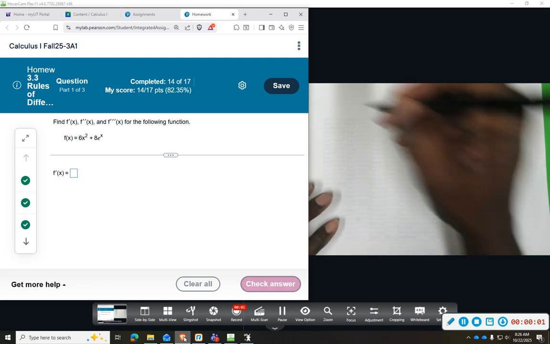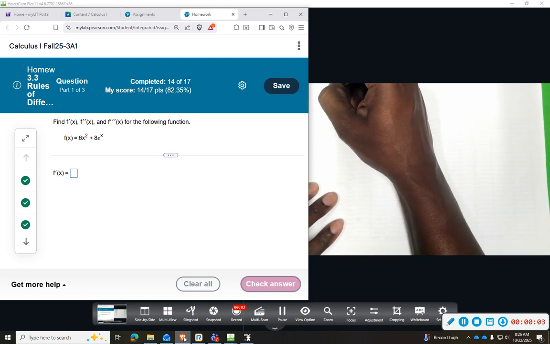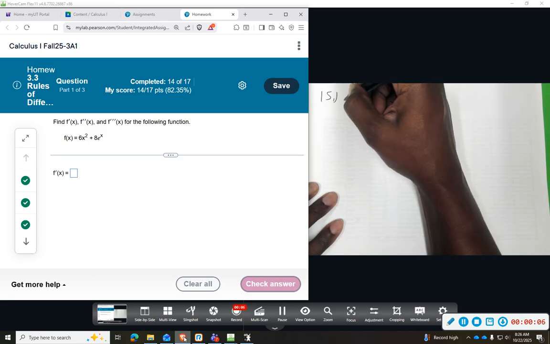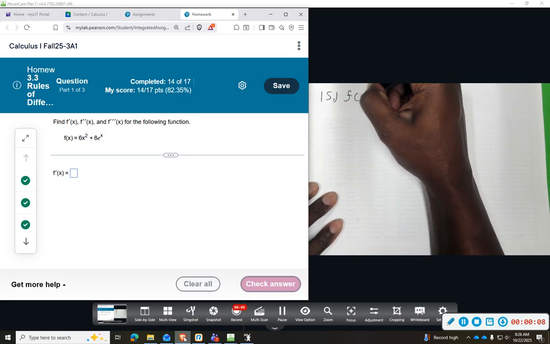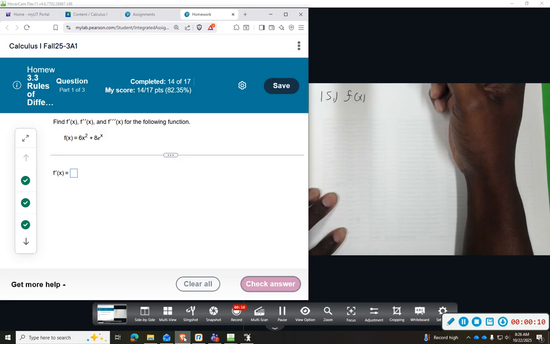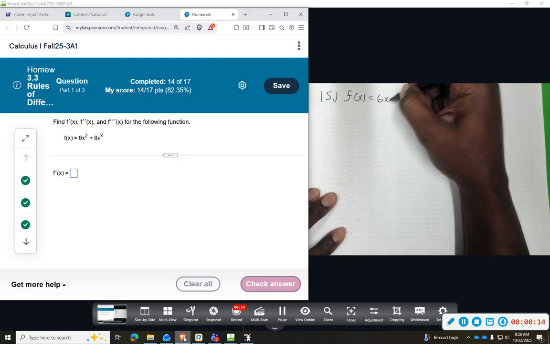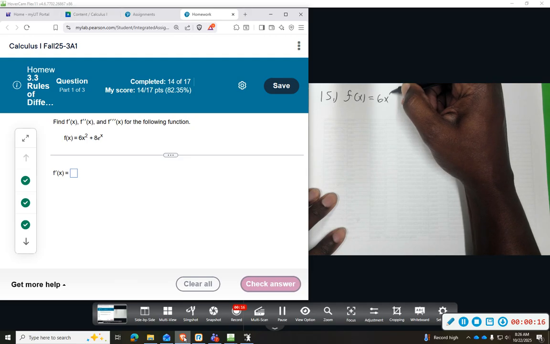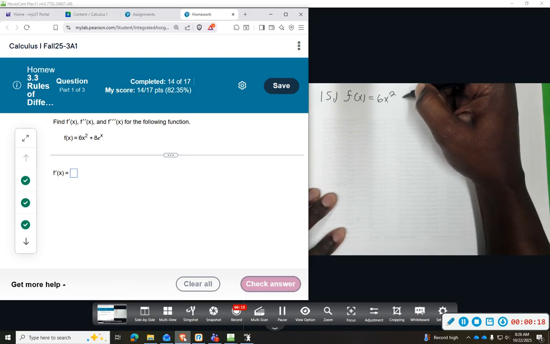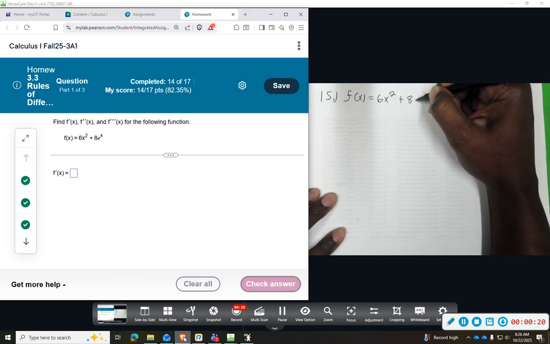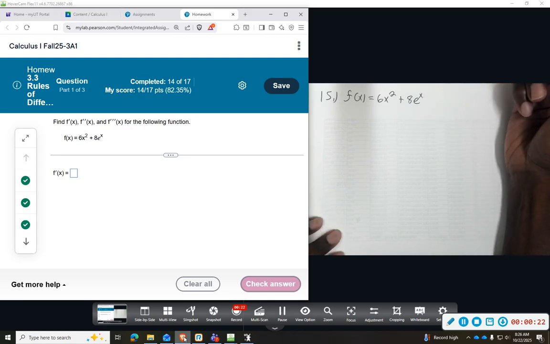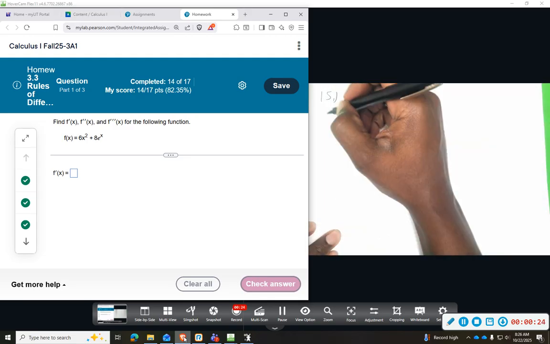Alright, 15, we want to find the first, second, and third derivative of f of x. F of x is equal to 6x squared, and then plus 8 times e to the x.